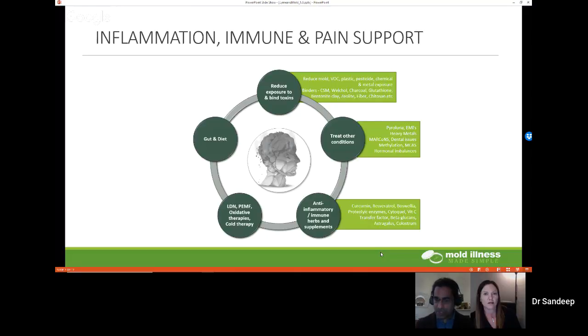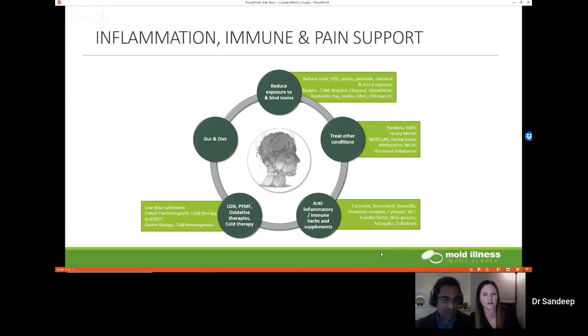Beta-glucans are a supplement which come from medicinal mushrooms, which can be really, really helpful. Astragalus, colostrum, etc. And look, this is a whole alphabet soup. And really, I guess that's where working with a practitioner can really come in handy to help you know which particular supplements may be helpful in your case.